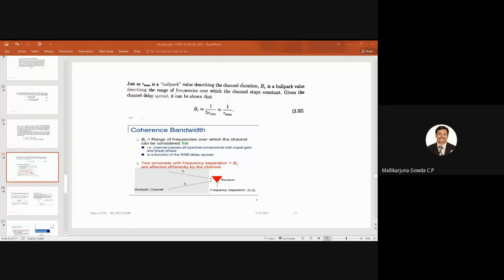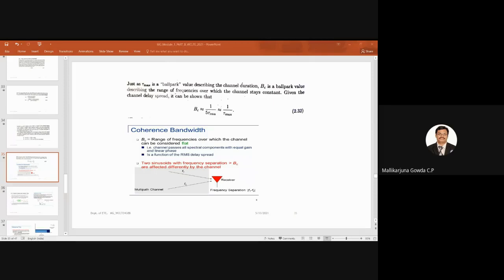Coherence bandwidth. So coherence bandwidth is what? The range of frequencies over which the channel can be considered flat. It means there will be no variations in the impulse response of the channel. Over what range of frequencies there will be no variations in the impulse response of the channel, that we call the coherence bandwidth.